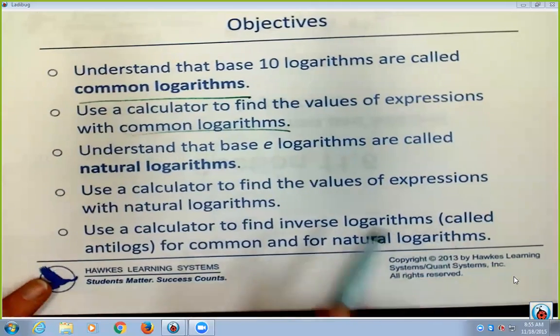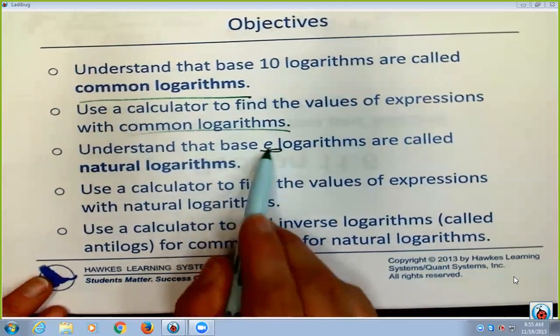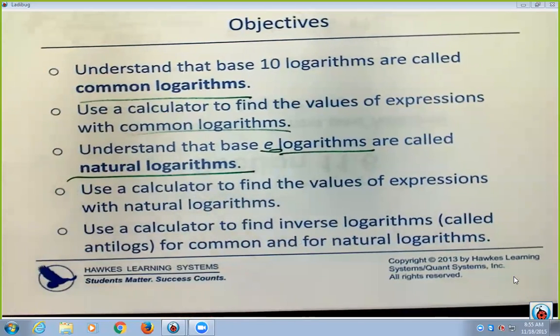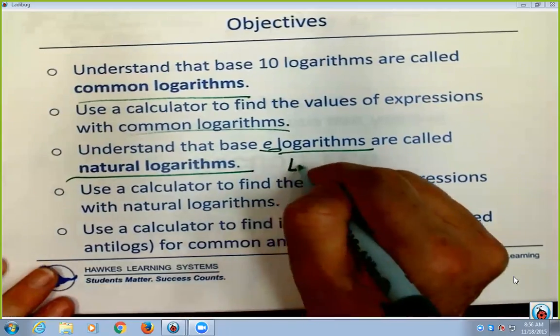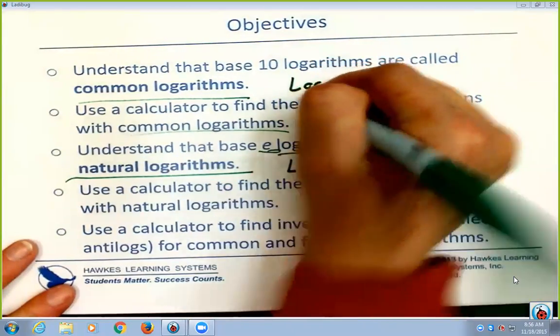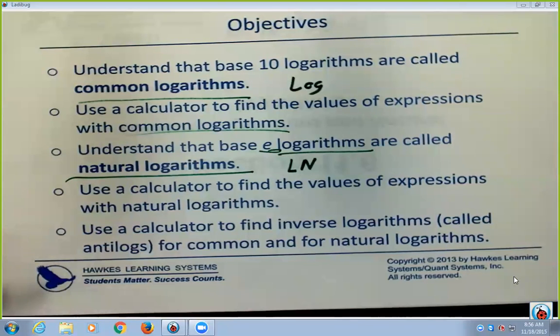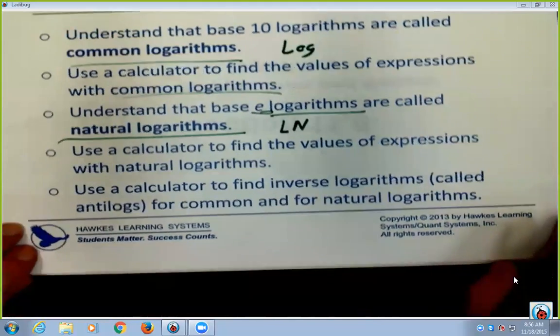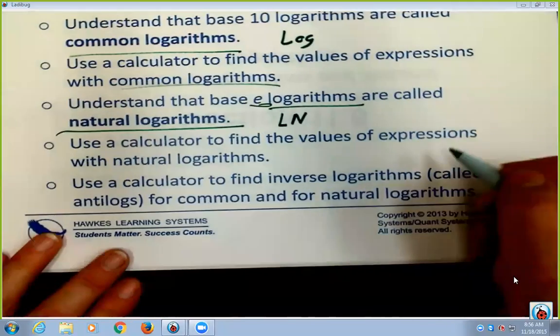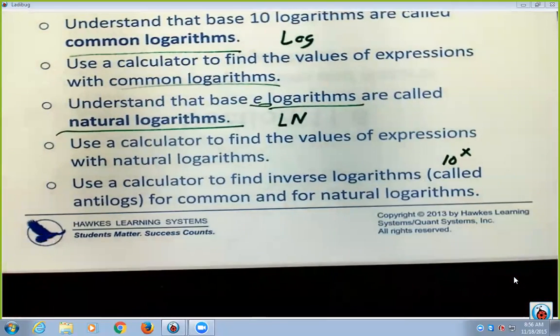So use the calculator to find the values of the expressions or common logs. Then we're going to understand that the base e in logarithms is called the natural logarithm or the natural log, and that is the ln value that's on your calculator. The common logs is the log value that's on your calculator. And then we're going to use the calculator to find those expressions of natural logs. And then we're going to use our calculator to do inverse logs. And inverse logs are when we take 10 to some power and we work with that.